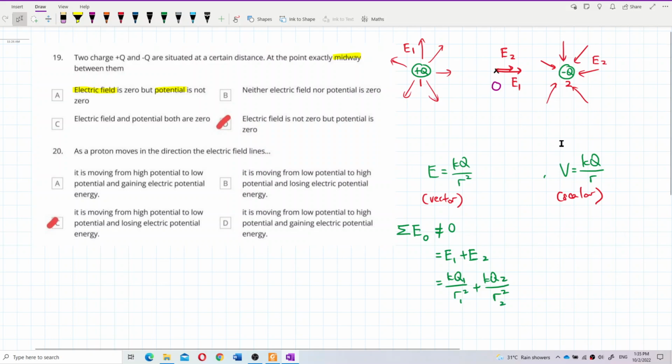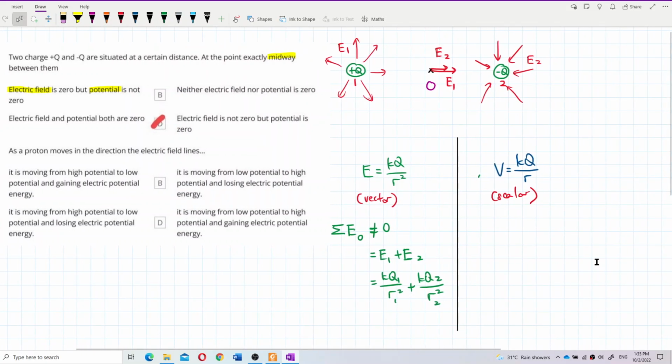Understand? That's one thing. Now let's talk about potential. I want to make a divider. Talking about potential at point O. What's the total potential at point O? Total electric potential at point O has no direction. Potential is a scalar quantity. It has no direction. And a vector has direction.